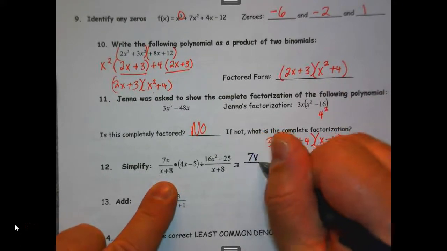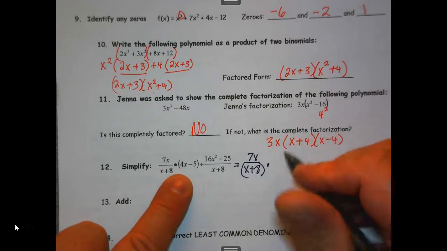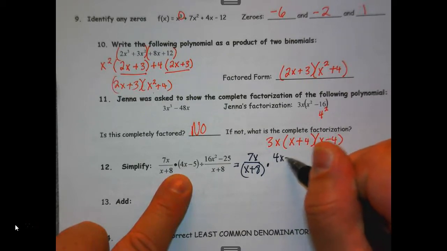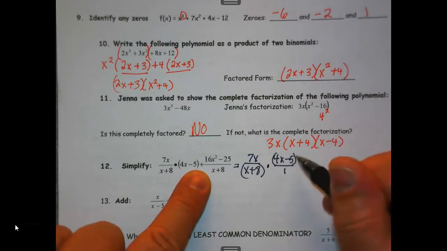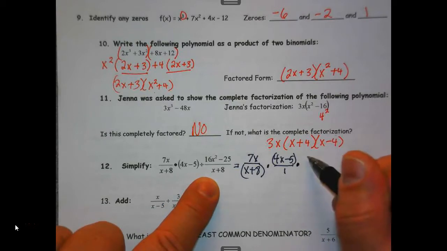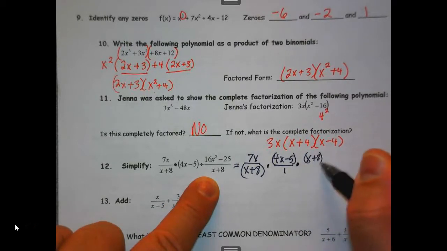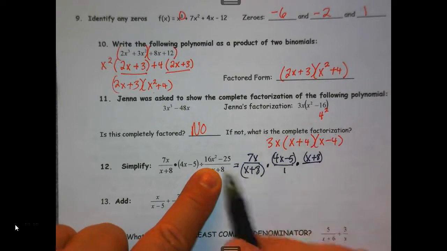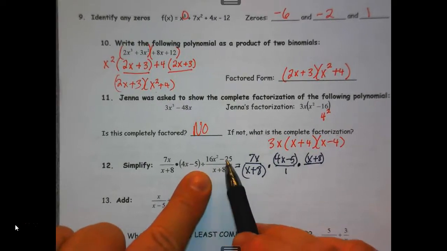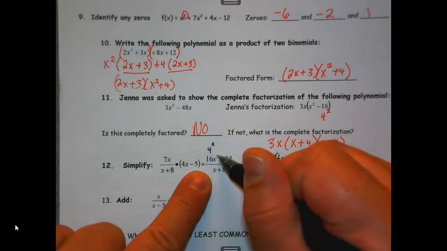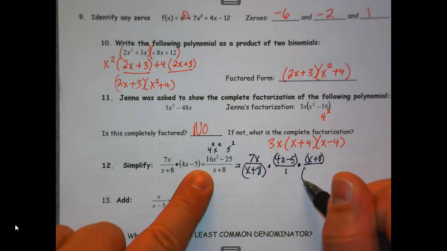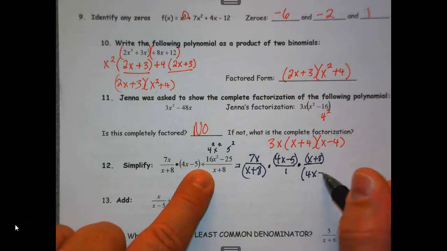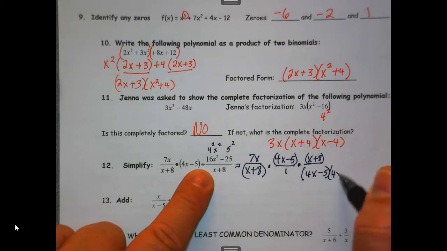7x over x plus 8. Please put these in parentheses. Times 4x minus 5. You're right, they did take more time out of class. Divide, I'm going to change to multiplication and flip it. So I have my x plus 8 up on top. I can factor this, right? Difference of squares. This is 4 squared, x squared, 5 squared. So this is going to be 4x minus 5, 4x plus 5.